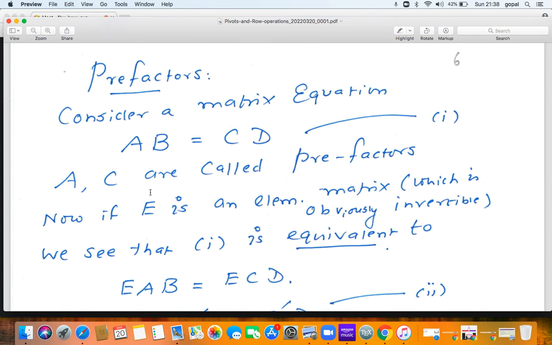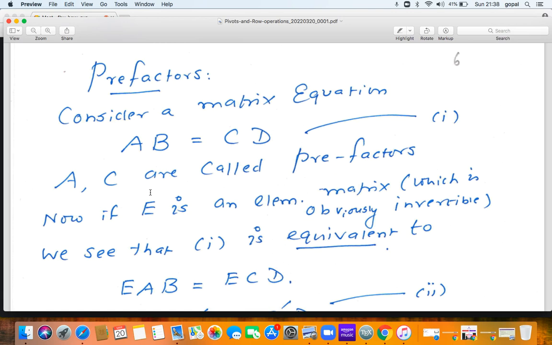Now we'll talk about prefactors. Now you may have a matrix equation. Suppose you have 4 matrices A, B, C, D, and suppose AB equals CD. Then A and C are called the prefactors. B and D will be called post factors. Post factors we will never deal with in this course. We'll only deal with prefactors.